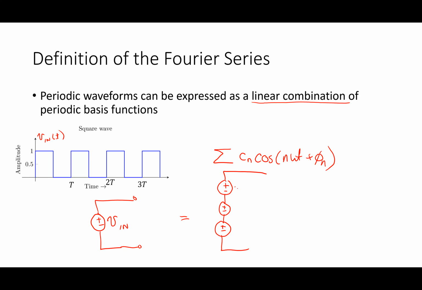And I can say this is cosine omega t, and this is some other, let's say I'm going to call it cosine 2 omega t, cosine 3 omega t. Somehow I can take this thing and I can view it as a sum of other cosines. If I can do that, then what does this allow me to do? If I know how to do this, what does this allow me to do?